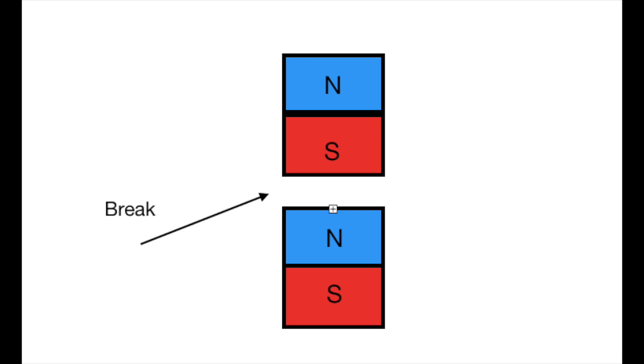Keep splitting and you will eventually end up with a single electron. Turns out, this electron has its own north and south pole. This essentially means that an electron is a magnet.